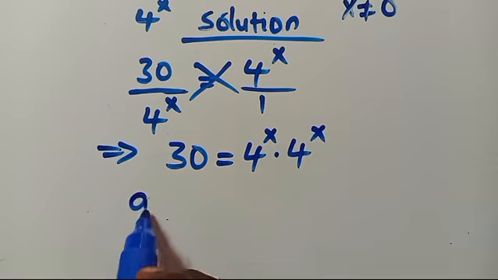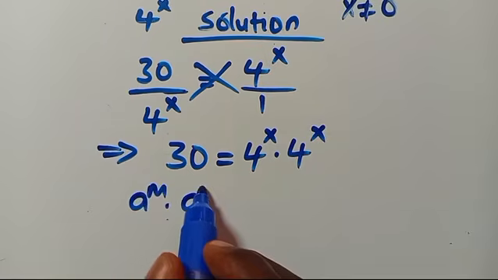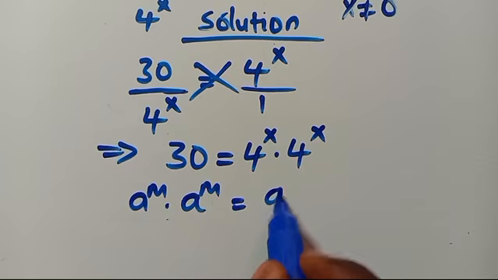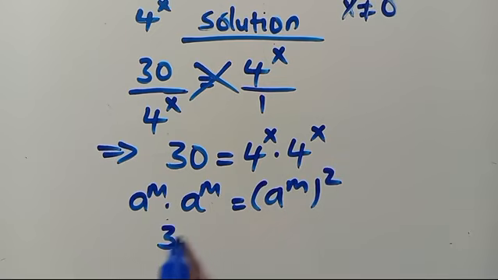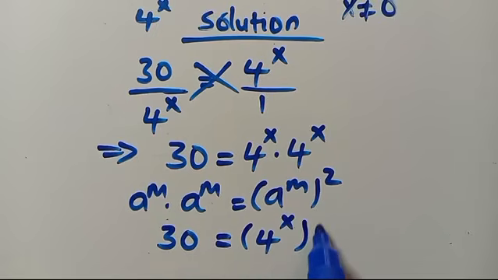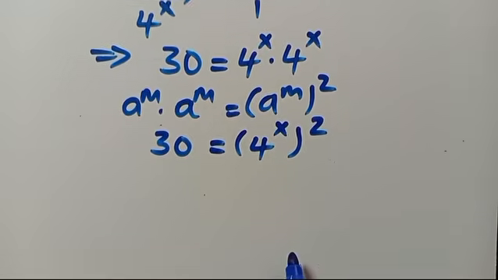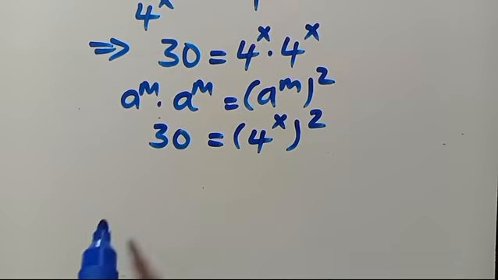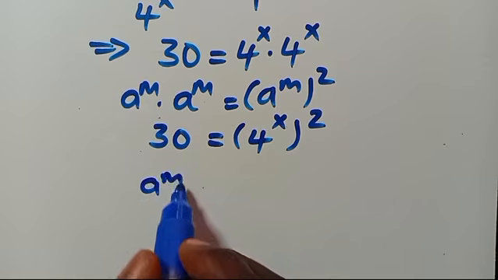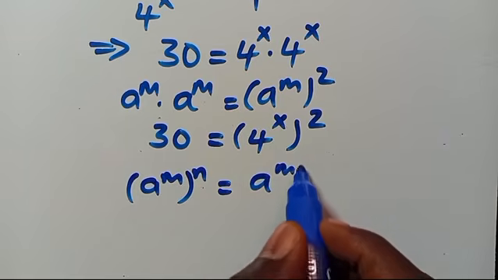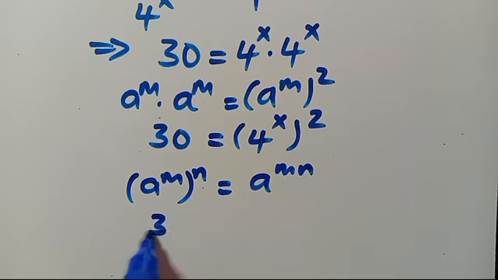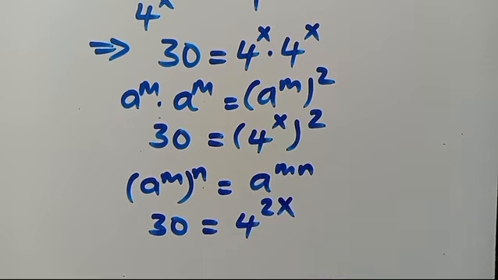Then when you have a to the power of m times a to the power of m equals a to the power of m in parentheses to the power of 2. So this will be 30 equals 4 to the power of x in parentheses to the power of 2. So from here, when you have a to the power of m in parentheses to the power of n equals a to the power of m times n, we're going to have this as 30 equals 4 to the power of 2x.